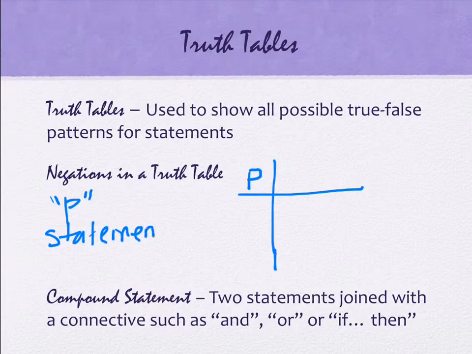I have a column for P. So remember, columns go up and down. We're going to do a column like that. And then I'm going to do the next column, which is going to be the negation of P. Remember that tilde that we had before? Not P.